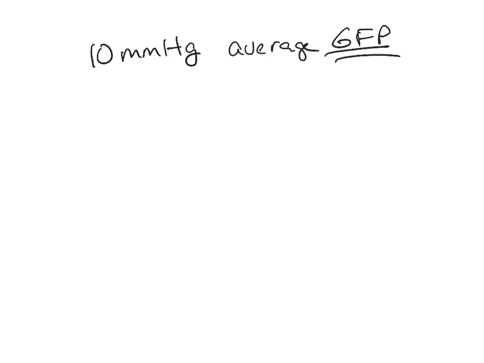So going back to our 10 millimeters of mercury, that is the average glomerular filtration pressure. Okay, so not rate, but pressure. Anything that affects that pressure is going to affect the glomerular filtration rate. So any factors that alter the net filtration pressure will alter the glomerular filtration rate. So let's look at a couple of examples here. Let's look at one example at least.